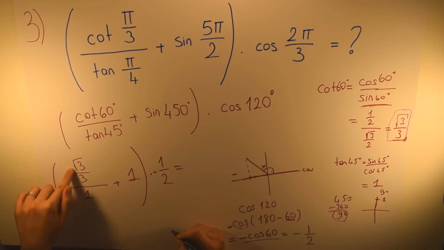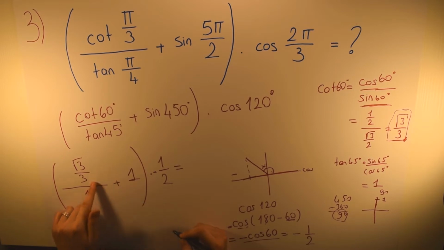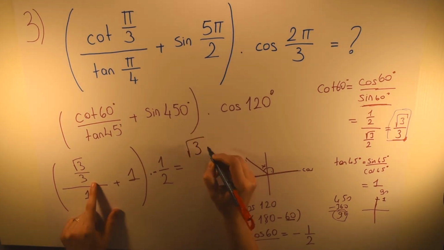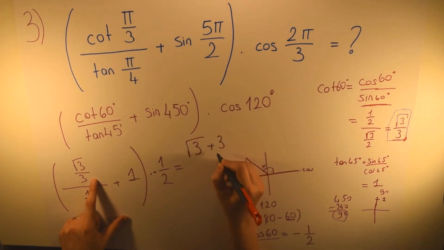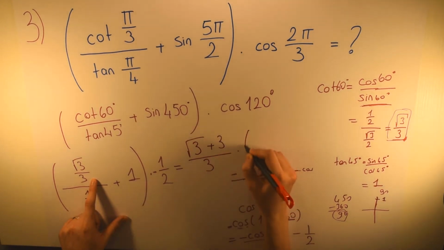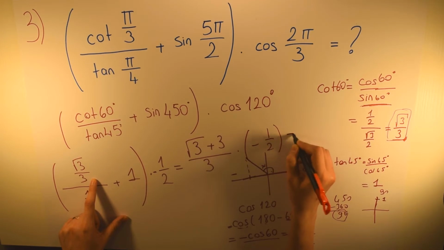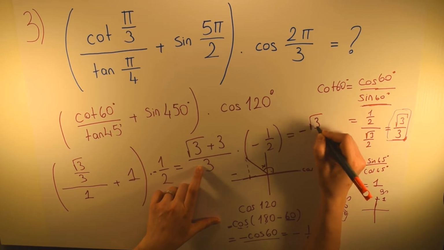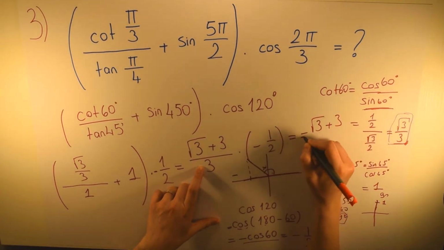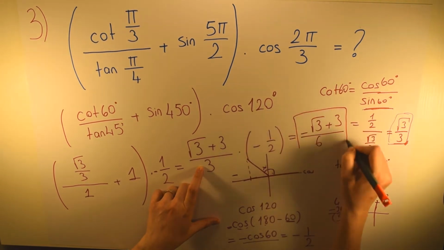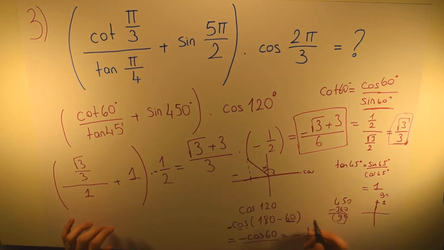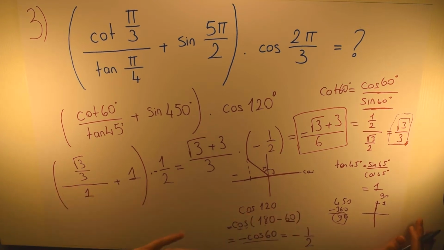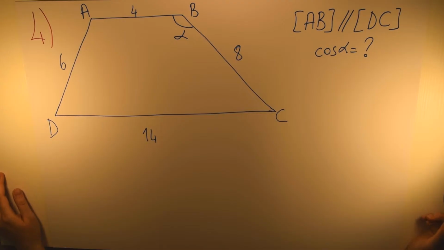And from here, this is square root of 3 over 3 over 1 plus 1. So we will get square root of 3 plus 3 over 3 times minus 1 over 2. So from here we will get minus square root of 3 plus 3 over 6. Sorry, I didn't have that much space on this paper, but the most important part is for you to understand the logic. Let's continue with our fourth question.